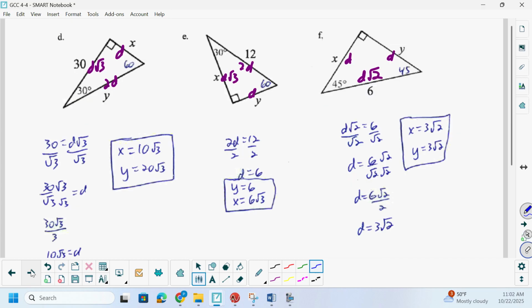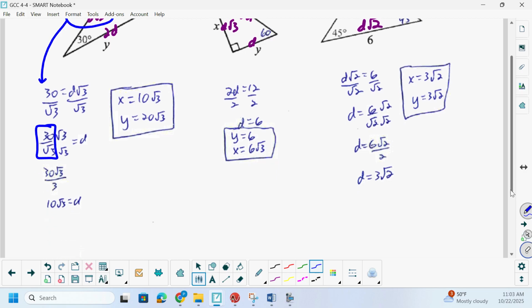In question D, 30, 60, 90, fill in your D's. Across from 30 is D, across from 60 is D radical 3, across from 90 is 2D. That's step 1. Step 2, take the side that has a number and set up an equation with that. So we have 30 equals D square root of 3. We divided both sides by square root of 3, and that gave us 30 over radical 3. We need to get the square root out of the bottom, so we multiplied top and bottom by square root of 3. That gave us 30 square root of 3 over 3. Divide the 30 and the 3, that gives you 10 square root of 3 for D.